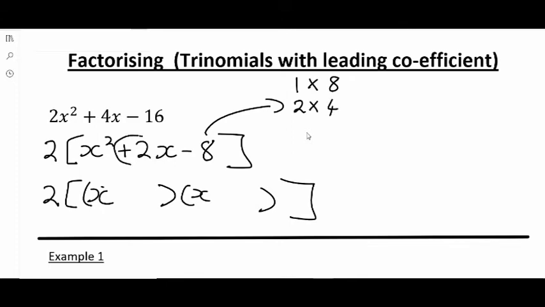How do I aim for a plus 2? Well, 1 and 8, that's not going to give me a plus 2. I need something, maybe plus 4 minus 2. That gives me a plus 2. Plus 4 minus 2, that would be correct. But that's not the point of this video. That was just to show you that you take out a highest common factor regardless.